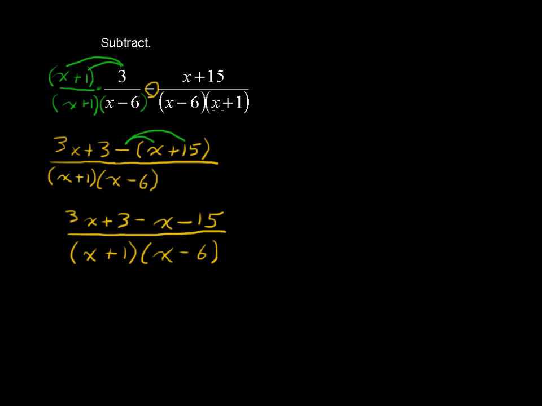And by the way, it's okay to write x plus 1 before x minus 6, just like 8 times 5 is equal to 5 times 8. This is the commutative property of multiplication. You can write these in the opposite order.